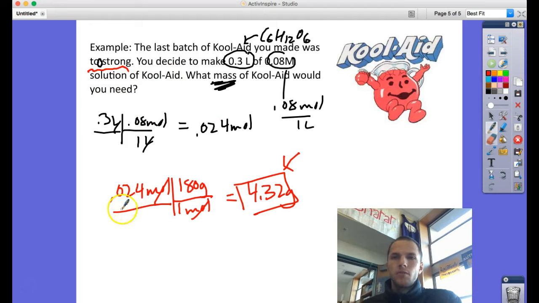So again, whenever you're doing a molarity problem, slow yourself down. You're going to have multiple givens, so just really think about what the problem is asking for and how you can use all the tools in your tool belt to try to solve it.